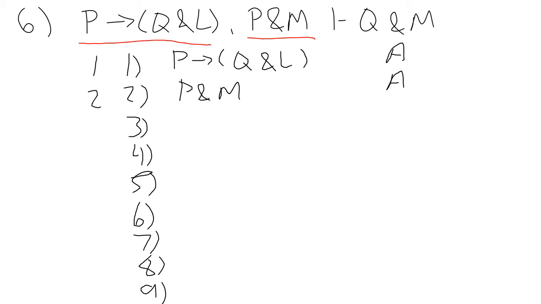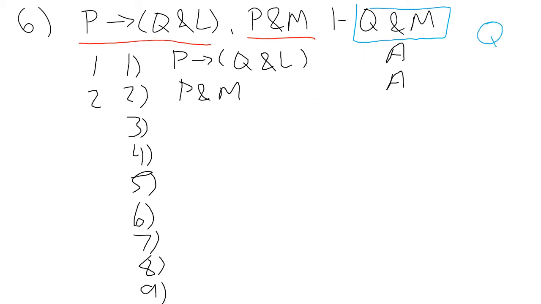Associate them with the lines that they appear on. And now we want to look at our conclusion. What's my conclusion? My conclusion is an ampersand. Do I have Q and M anywhere in either of these premises? Answer is no. I need to build this Q and M. So how do I build this Q and M?